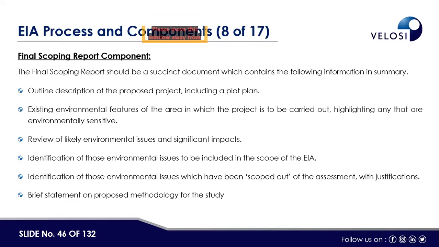In the final scoping report, we have to mention what we have to include in the EIA report and what we have to scope out from the assessment. We have to mention this with justification, and then a brief statement on the proposed methodology for the study as well.